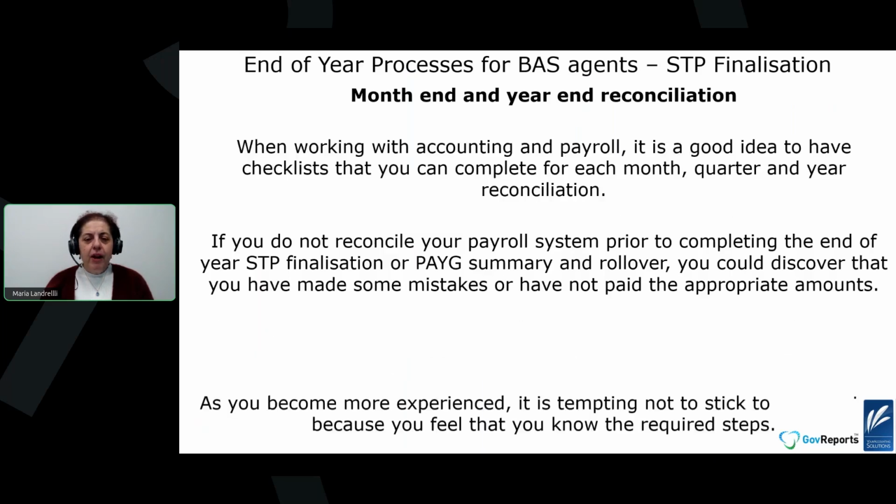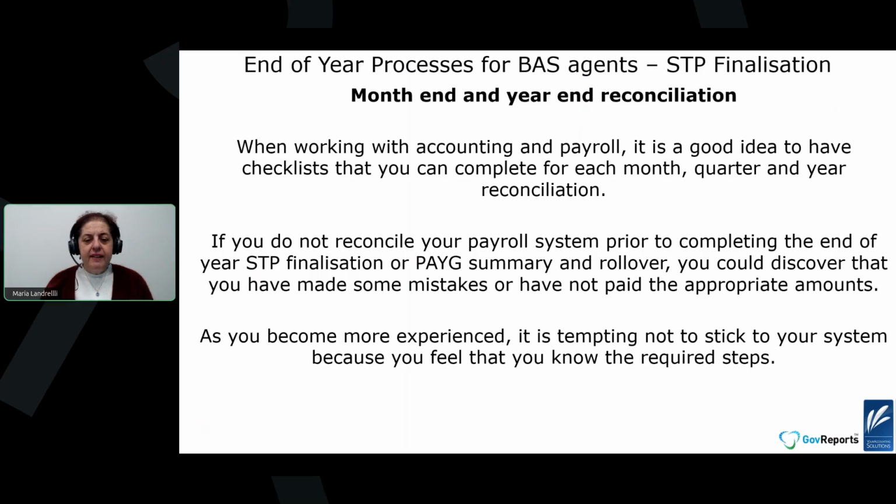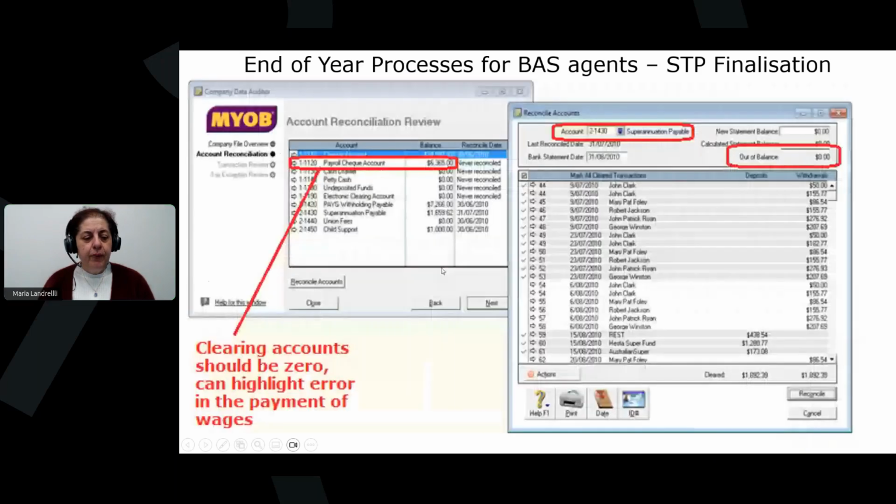Now, I try and do my reconciliations for my clients monthly or quarterly. That way, at the end of the year, pretty much most of it is done and you're picking up errors early rather than later. And as I said, particularly with payday super, that's more important with our 7 days to do it. Now, this is an example of a very old copy of MYOB.